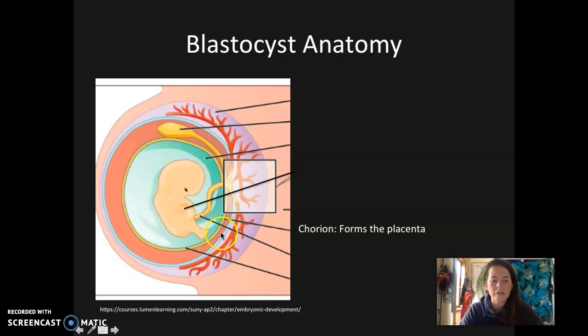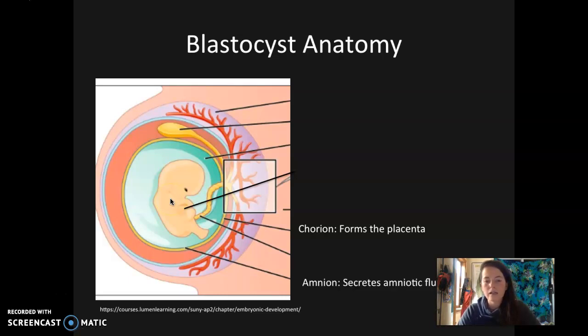The outside layer, shown here in blue, is the chorion. It is an extra embryonic membrane that eventually will enclose the embryo and form the placenta, which in this image is shown here as the purple and red. The intercellular mass is made up of 4 parts.